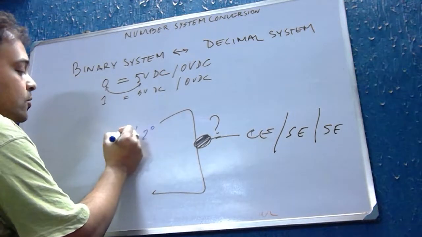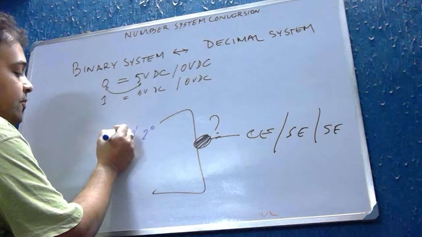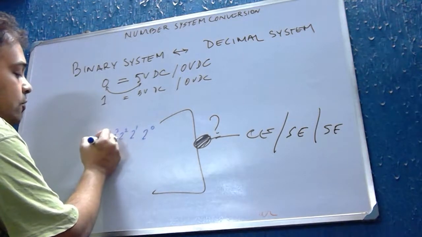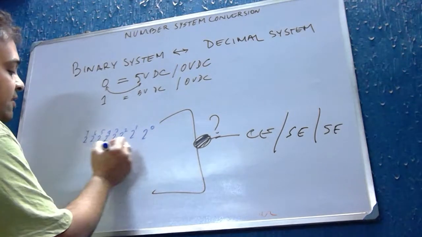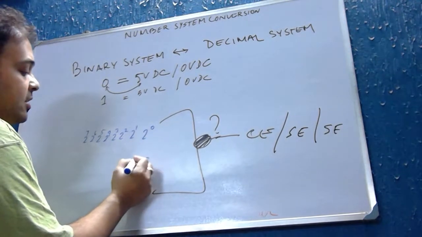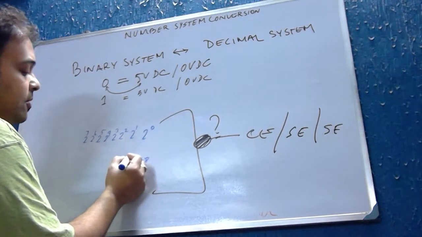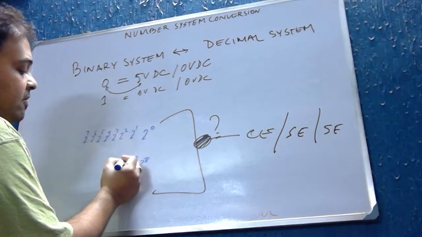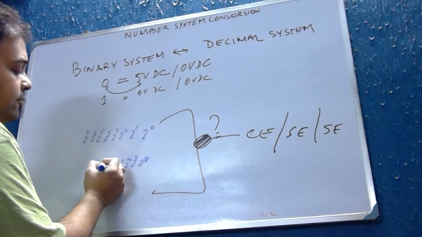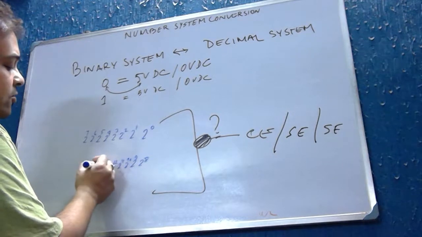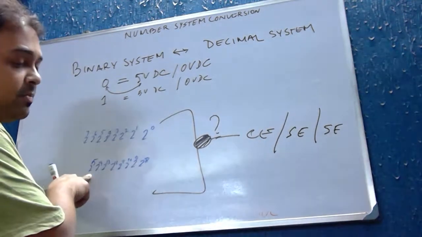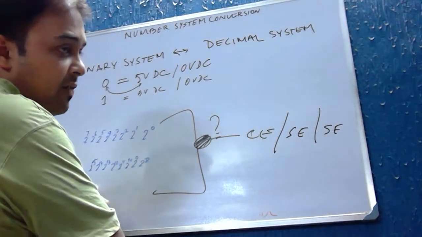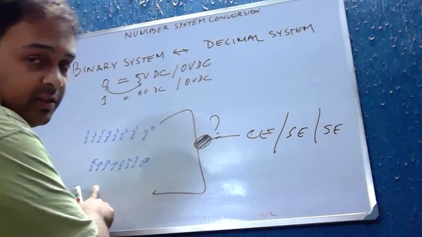2 to the power of 1, 2 to the power of 2, 2 to the power of 3, 2 to the power of 4, 2 to the power of 5, 2 to the power of 6, 2 to the power of 7, 2 to the power of 8, 2 to the power of 9, 2 to the power of 10, 2 to the power of 11, 2 to the power of 12, 2 to the power of 13, 2 to the power of 14, 2 to the power of 15. I took up to 15 because usually people are very worried with 16-bit numbers.